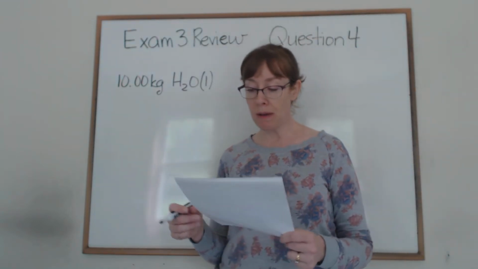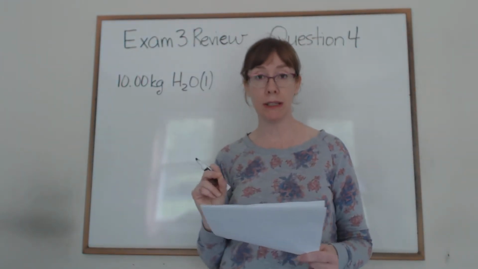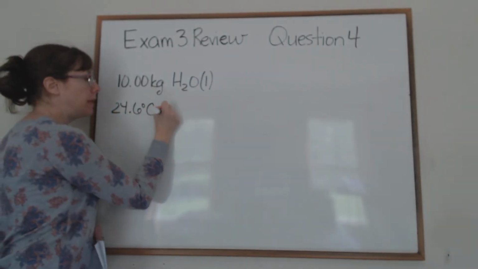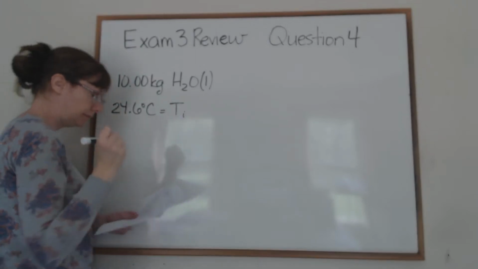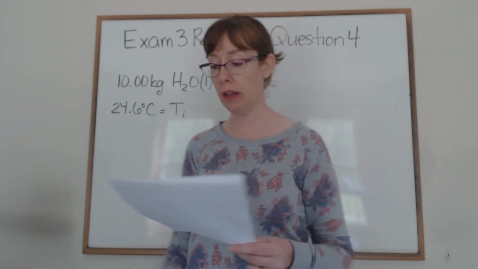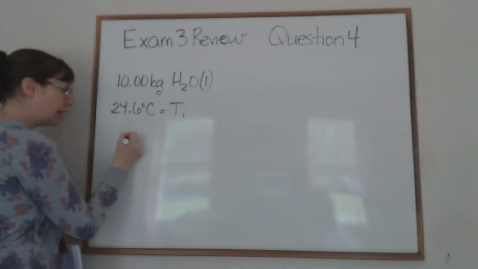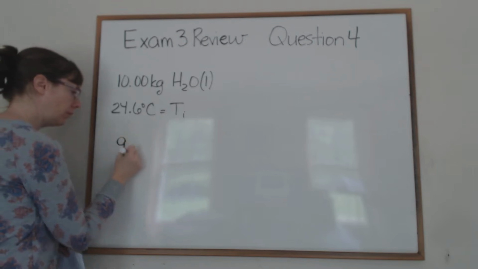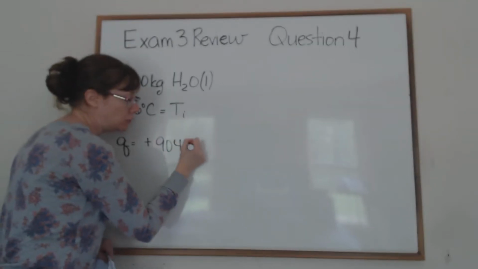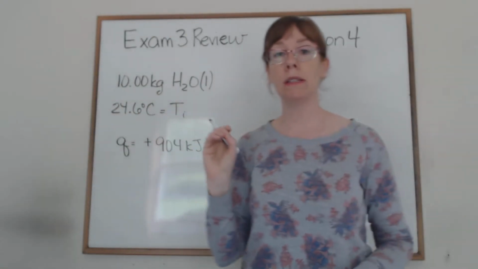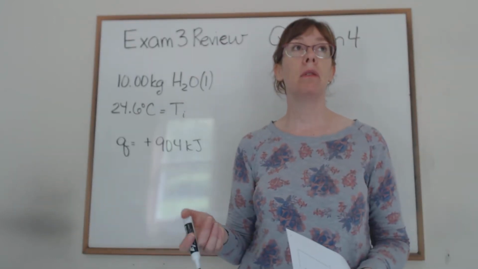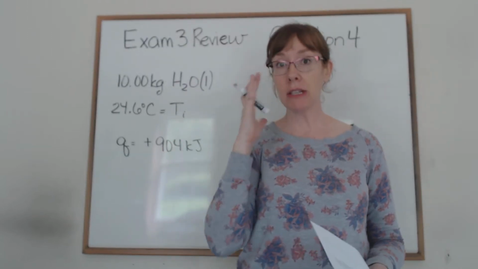So this time I have an initial temperature. It's 24.6 degrees C. That's what it was at the beginning. I can read in the question that it is absorbing 904 kilojoules of heat. So I can tell that Q, the amount of heat, is actually a positive number. It's absorbing 904 kilojoules of heat. If the heat was being released from the water, which is another possibility, then you would have to do a negative right there.